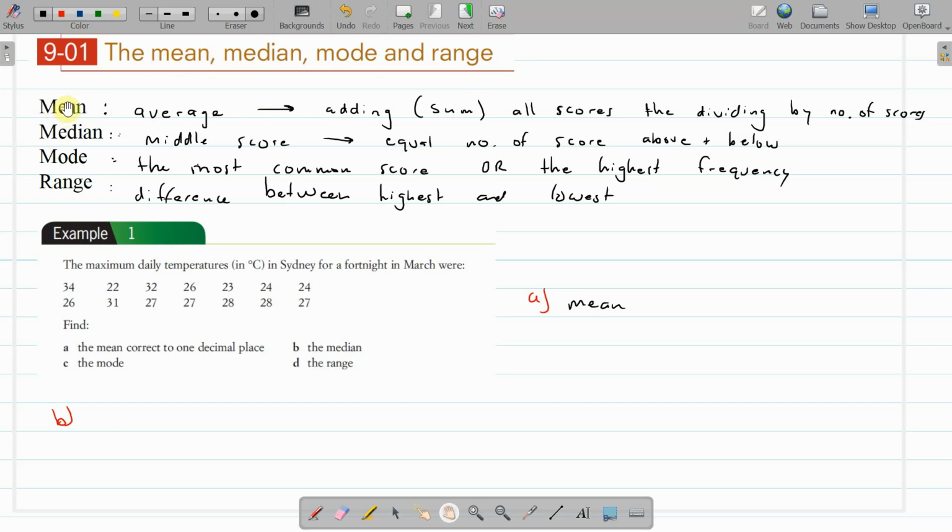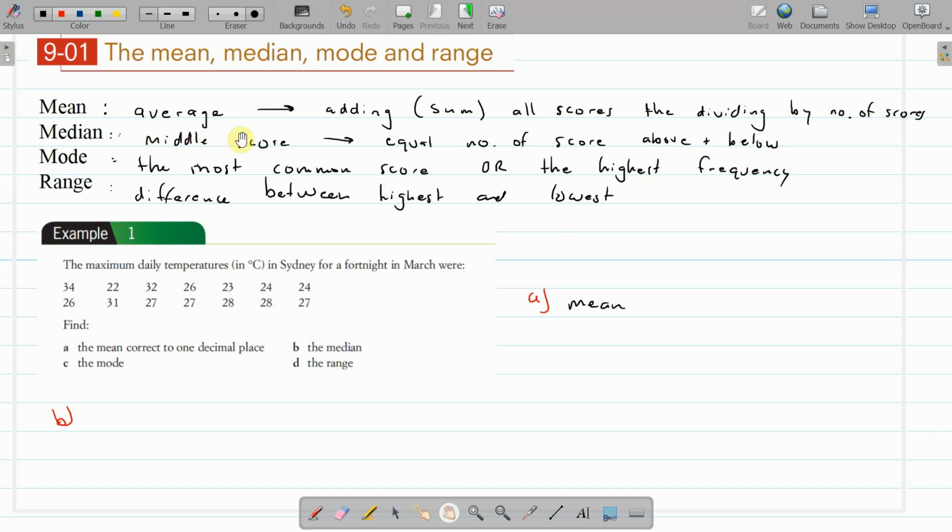So the mean first is the statistical word that means average. So you add up the scores, in other words the sum, and divide by the number of scores. I'm going to apply that to this example down here in a sec.